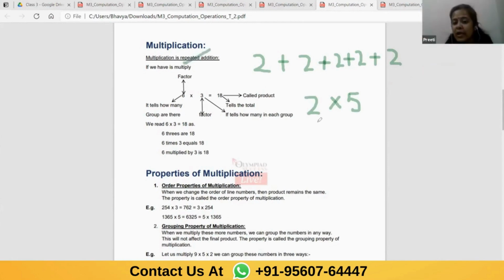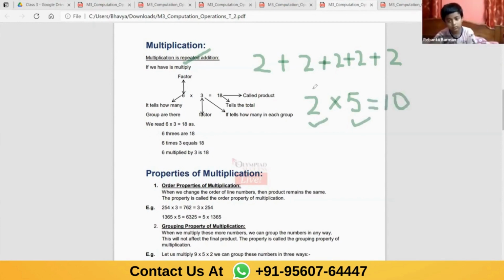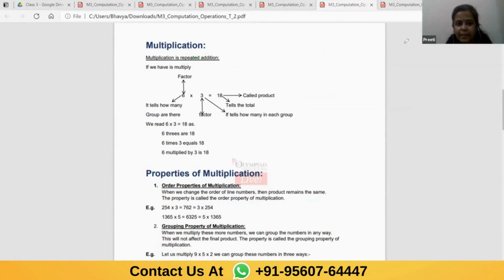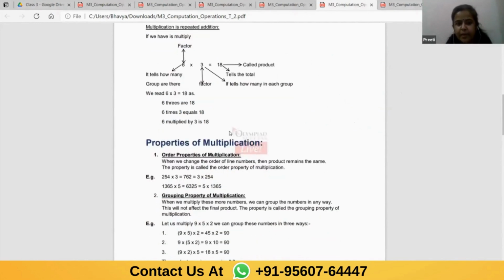Now, children, the two numbers that we multiply, like 2 and 5, both of them are called factors. And the answer that I get when I multiply is called the product. So 2 and 5 are factors and 10 is the product. I am explaining in simple terms. The examples in the sheet are different.